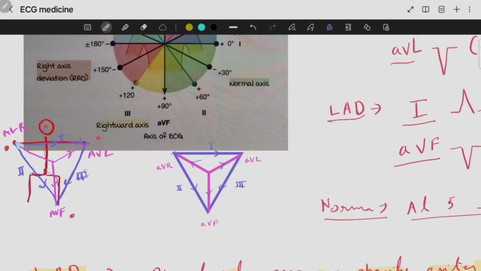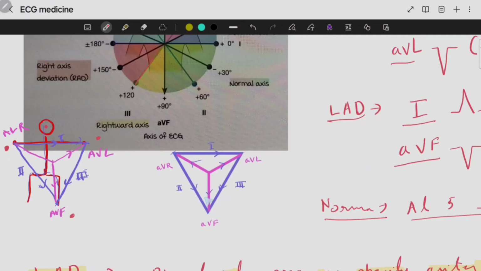Lead 1 means the right hand to left hand. Lead 2 means the right hand to feet. Lead 3 is the left hand to feet. Let's simplify. This is the lead placement and the axis is this: center towards the left hand is called aVL, center towards the right hand is called aVR, and center towards the feet is called aVF. So see this image, this is the simplified form of this image. This is lead 1 and this is the direction of the vector. This is the direction of lead 3.